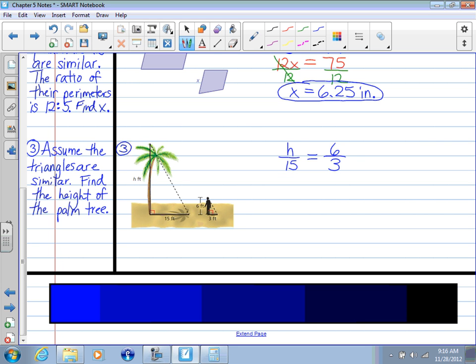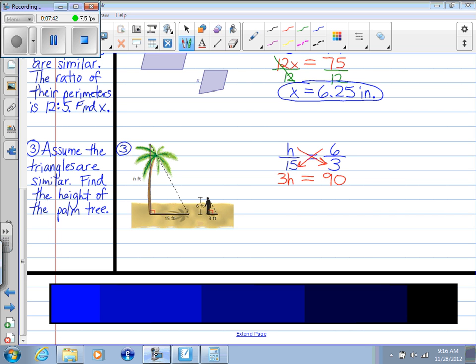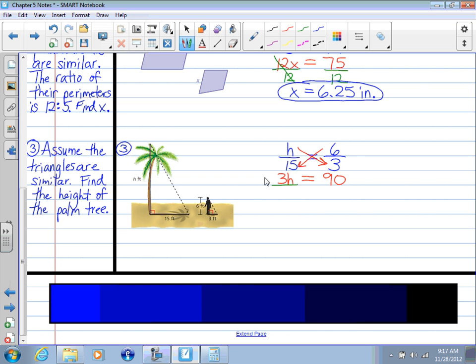The next thing I want to do is find the cross product. So the first cross product, h times 3, that's 3h. The next cross product is 6 times 15, which is 90. And I know that those are equal. So now we need to solve for h, which means I need to isolate h. So I'll divide both sides by 3. And that cancels out, and that leaves me with h on the left side, and 90 divided by 3 is 30. So let's look at the picture.